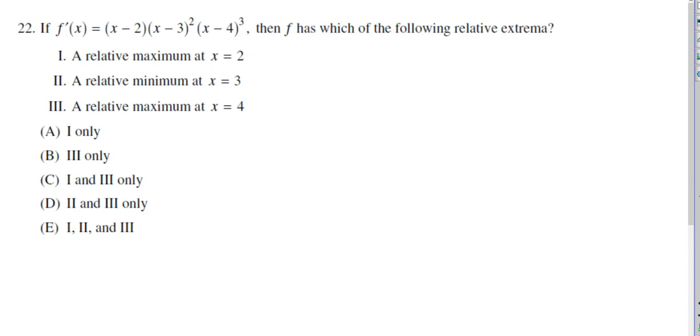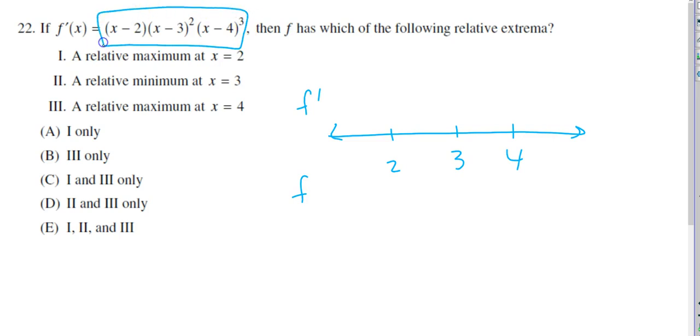Okay, question 22. It's given us f prime, it's already factored for us, and then we want to know our relative extrema. So let's jump straight to our number line, because I can tell I have critical points at 2, 3, and 4. If I pick a value less than 2, like 0, I get a negative times something that's always positive, times a negative. So ultimately I have a positive.